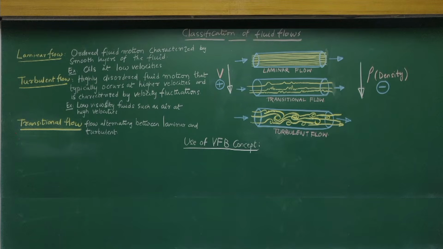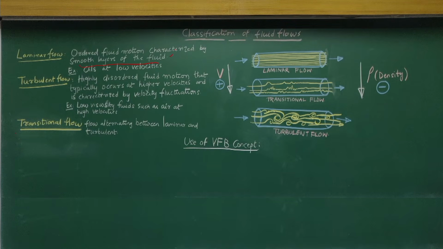So let's come to the last classification. We talk about laminar flow, turbulent flow and transitional flow. Whenever flow is laminar, the flow is moving in smooth layers and follows very orderly fluid motion. But when we talk about turbulence, the flow is chaotic and highly disordered, and typically it has higher velocities, and the velocity will fluctuate.